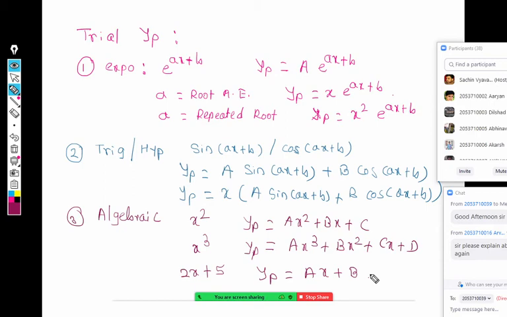These are only three possibilities. Other examples are generally not preferred to be solved by undetermined coefficients because they are lengthy. Yes, they are also possible, I am not saying they are not possible. Suppose exponential into trigonometric is there. For that also there is a rule, so you have to take a similar function. Any doubt, anyone?